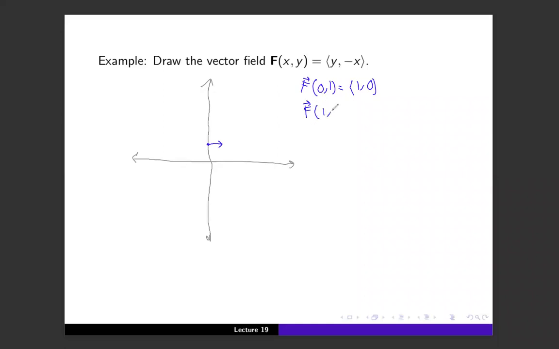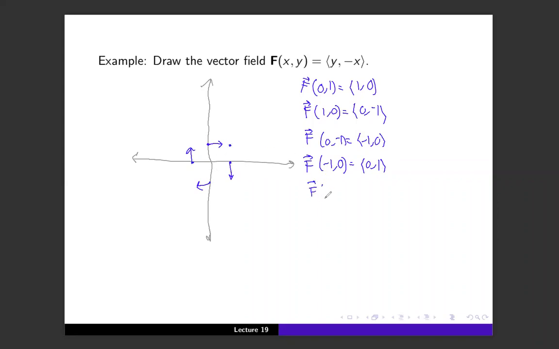What about the vector (1, 0)? Well, that's going to be the vector (0, -1), which is going in this direction. And the vector (0, -1) gives (-1, 0), going in the opposite direction. And the vector (-1, 0) gives (0, 1), which is going upwards. And you're beginning to see what this looks like. It's looking kind of like a swirling kind of thing.